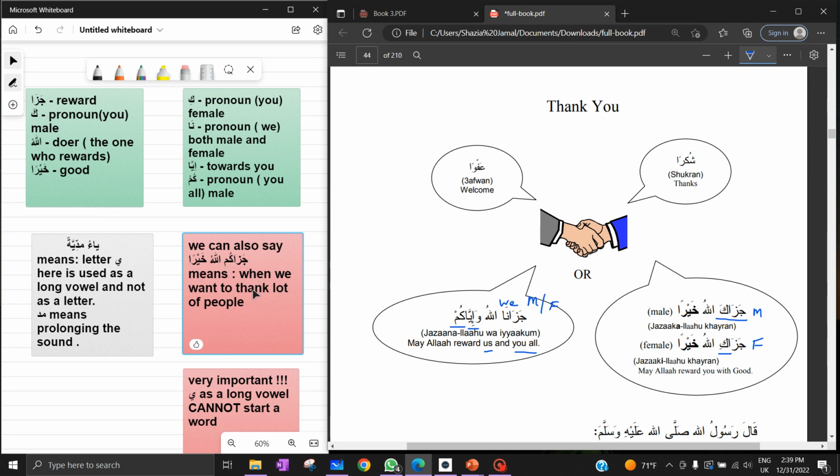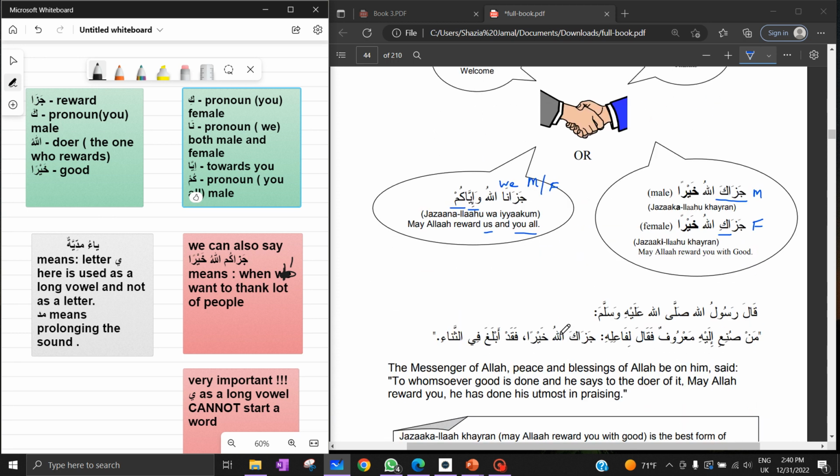I'm sorry, it is a printing mistake, I have typed it wrong. When I want to thank a lot of people, please make a correction. It's wrong. When I want to thank a lot of people, Jazakumullahu khairan, like Allah reward you all. When I want to thank a lot of students, I will say Jazakumullahu khairan. And that is the letter Ya Madiya. Now let's move on.